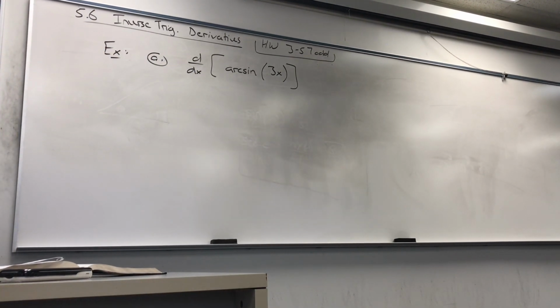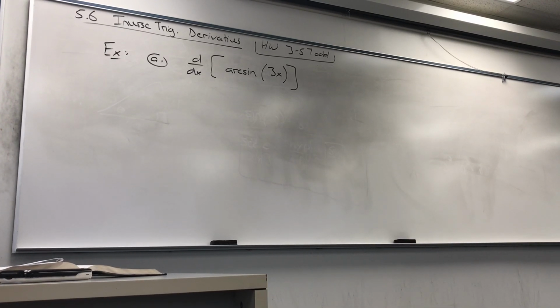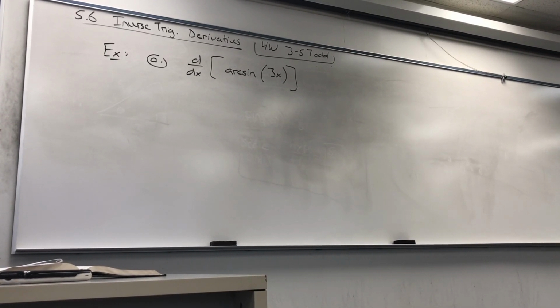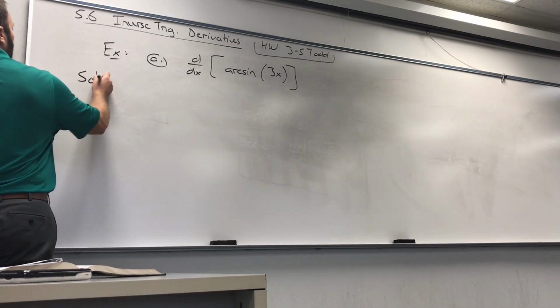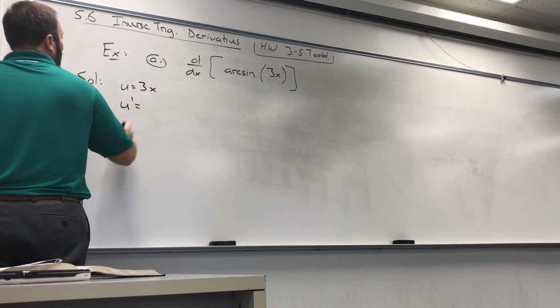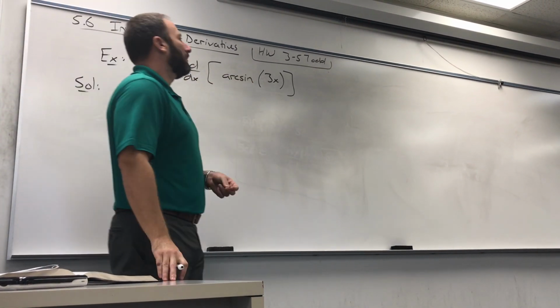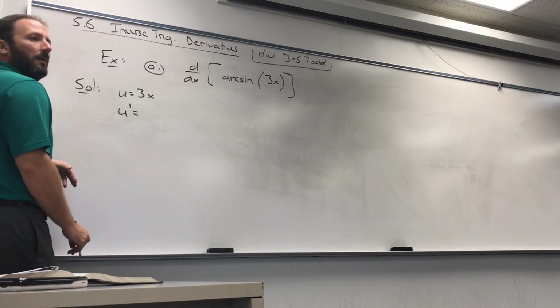All right, so we got the function y equals arc sine of 3x. They're telling us to take the derivative of it. So guys, what would u be here? 3x. Yeah, you use 3x. So I'm going to go look at my arc sine formula. All right, I need a u. I also need a u prime. So what would u prime be? 3.